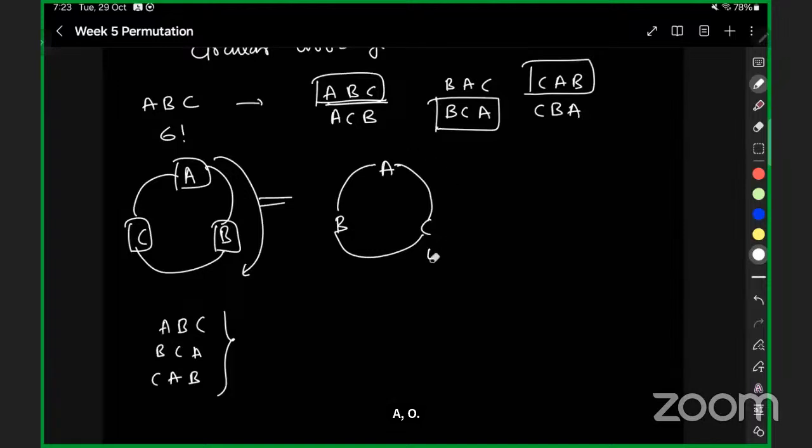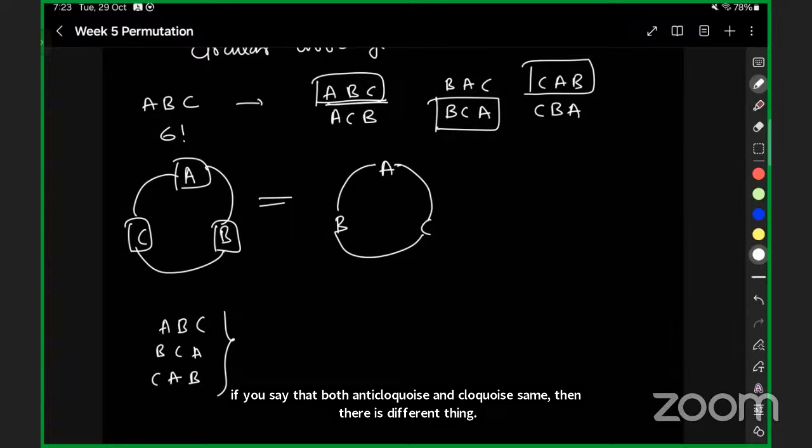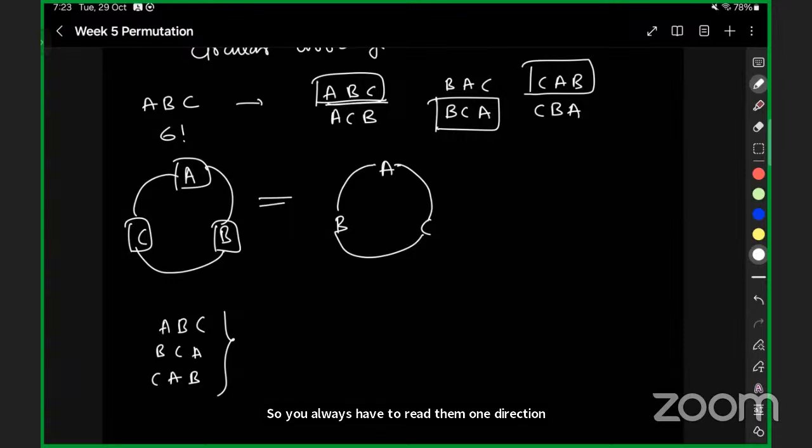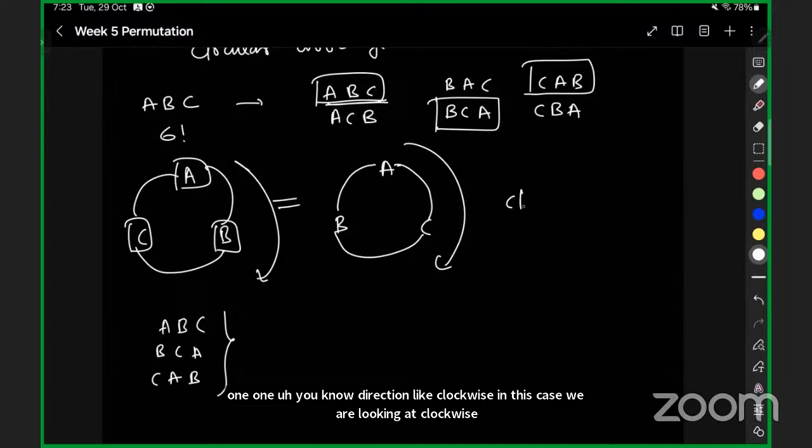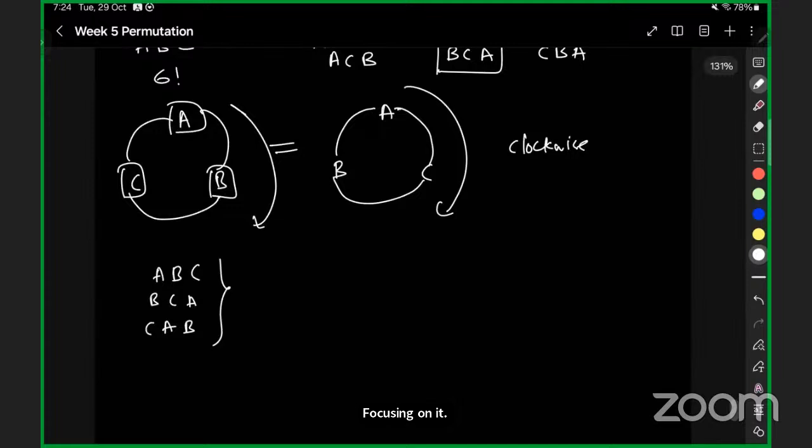You can do that, but if you say that both anti-clockwise and clockwise are the same, then that is a different thing. So you always have to read them in one direction. But if it is mentioned that clockwise and anti-clockwise are the same, then it's different. So we generally see them in one direction, like clockwise. In this case, we are looking at clockwise only. So that's why it's different.